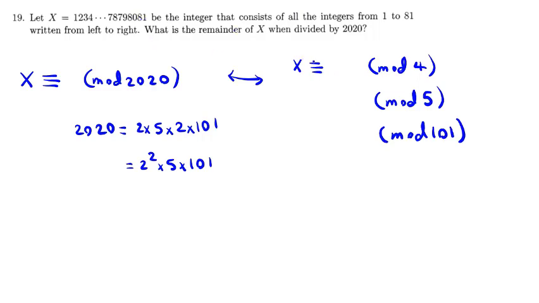For mod 4, consider the last two digits. X mod 4, the last two digits 81 is 1. If you consider x mod 5, it is 1.